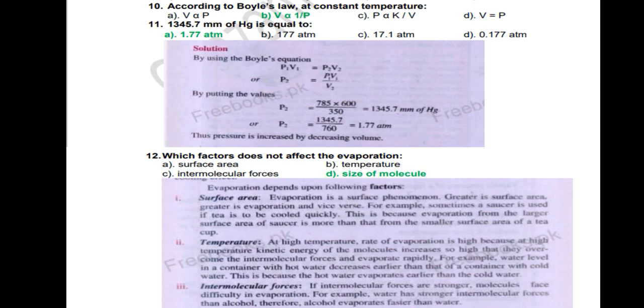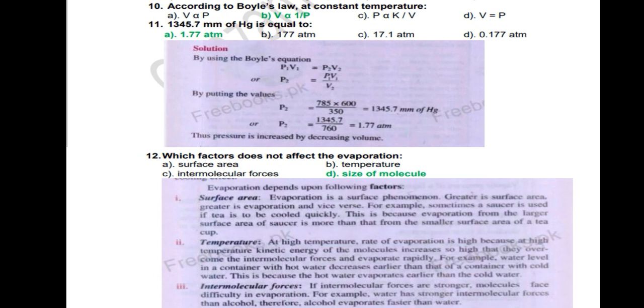According to Boyle's law, at constant temperature, Boyle's law relates the volume of a given mass of a gas and the pressure, and the correct relationship is that the volume of a given mass of a gas is inversely proportional to the applied pressure. So option B will be correct. V is inversely proportional to the pressure.